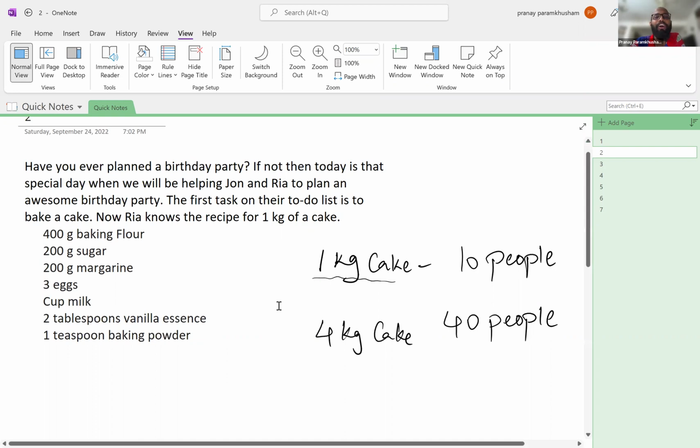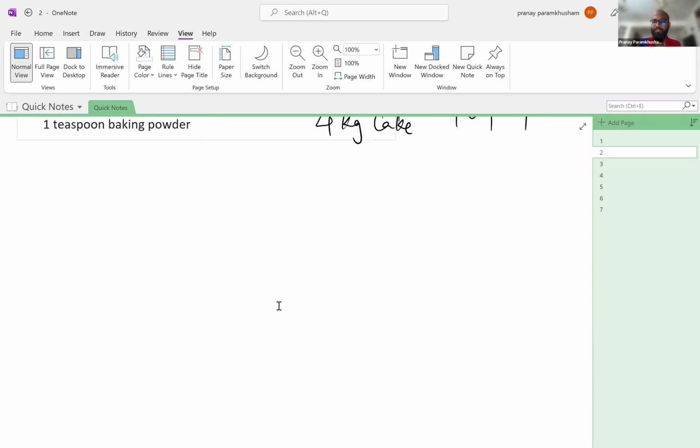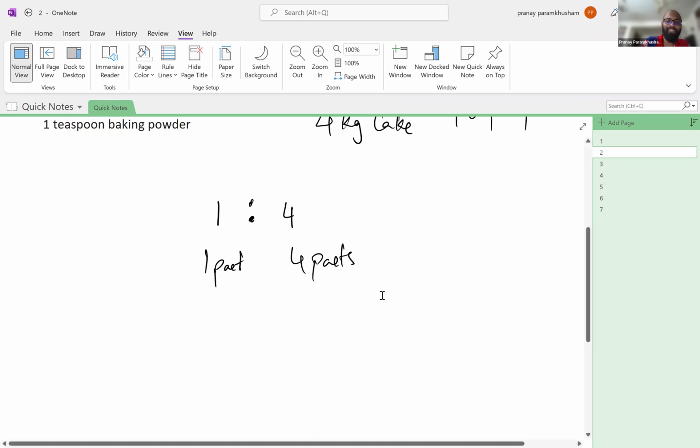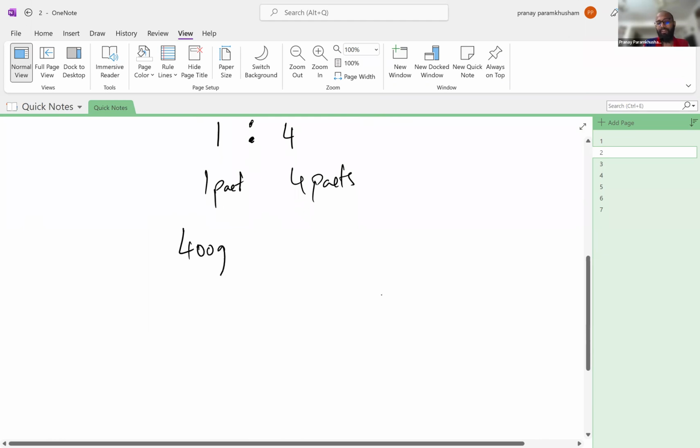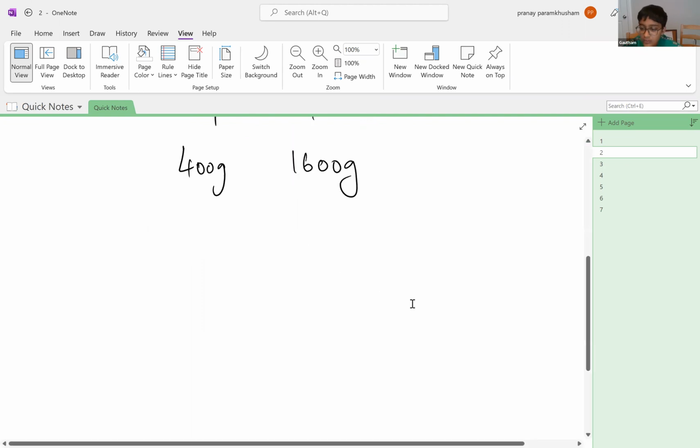Okay. So what you have done is basically the ratio part, right? Subconsciously, you have applied the concept. You know the amount of things you require. How? You know the ratio between 1 kg and 4 kg. This is called the ratio. For every 1 part, you need 4 parts of something else. So, for every 400 grams of baking flour, you need 1600 grams of baking flour. That is what the ratio is. Okay, let's go ahead.